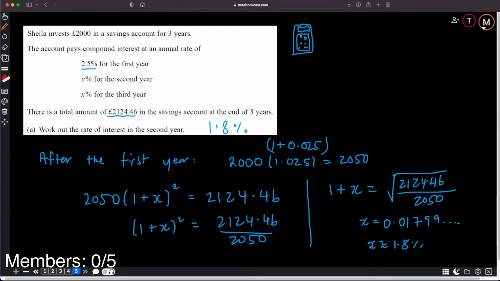Do you have time to go over a binomial expansion question really quickly? Sure, if you post it in the Discord.